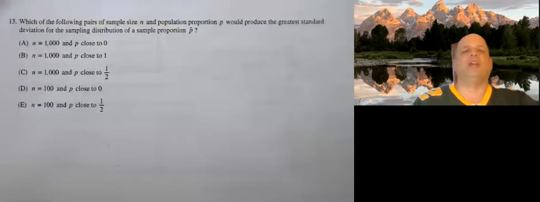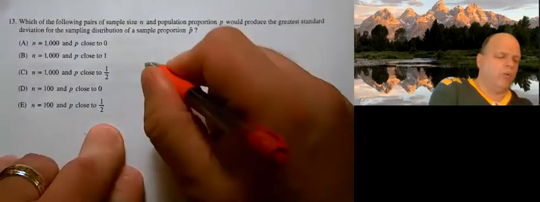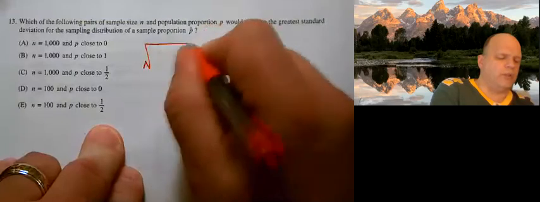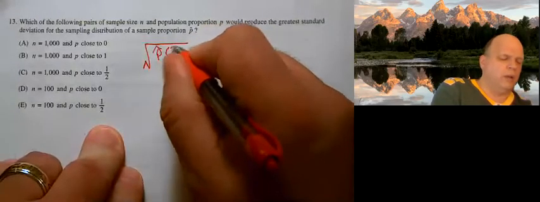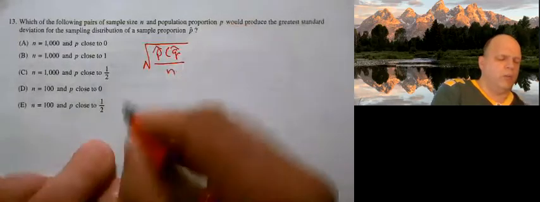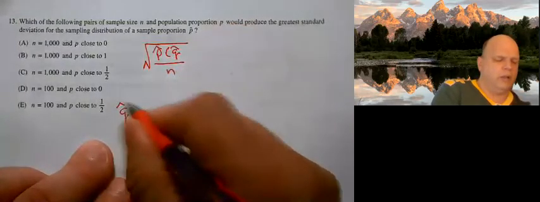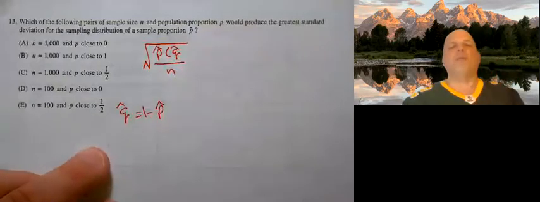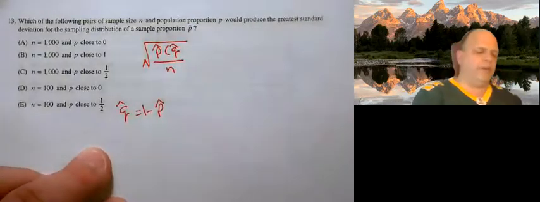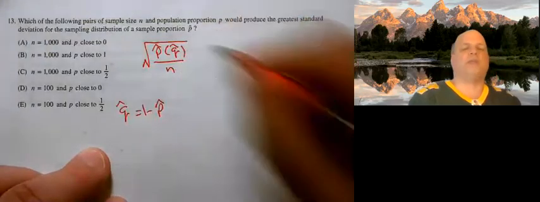Number 13, which of the following pairs of sample size n and population proportion p would produce the greatest standard deviation for the sampling distribution of the sample proportion p hat? Well, first off, what is the standard deviation? It's going to be the square root of p hat times q hat over n, where q hat equals 1 minus p hat. Now, this is really important for confidence intervals because I usually ask this in terms of margin of error.